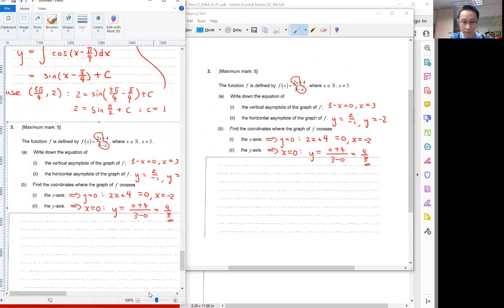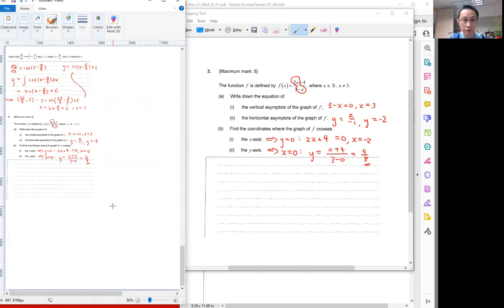But actually, I did a pretty bad job in spacing out my paint, so let me just fix this first.